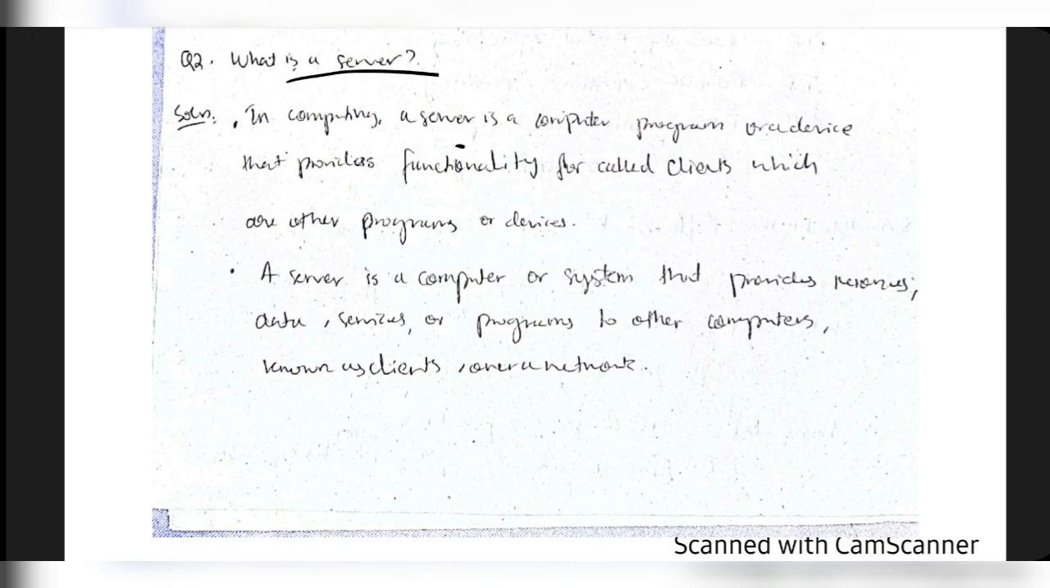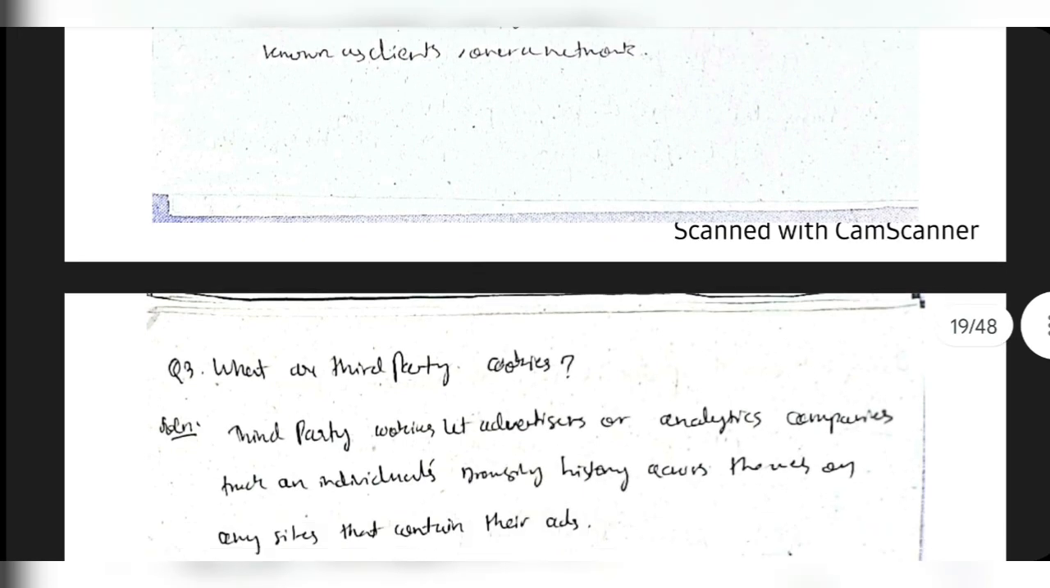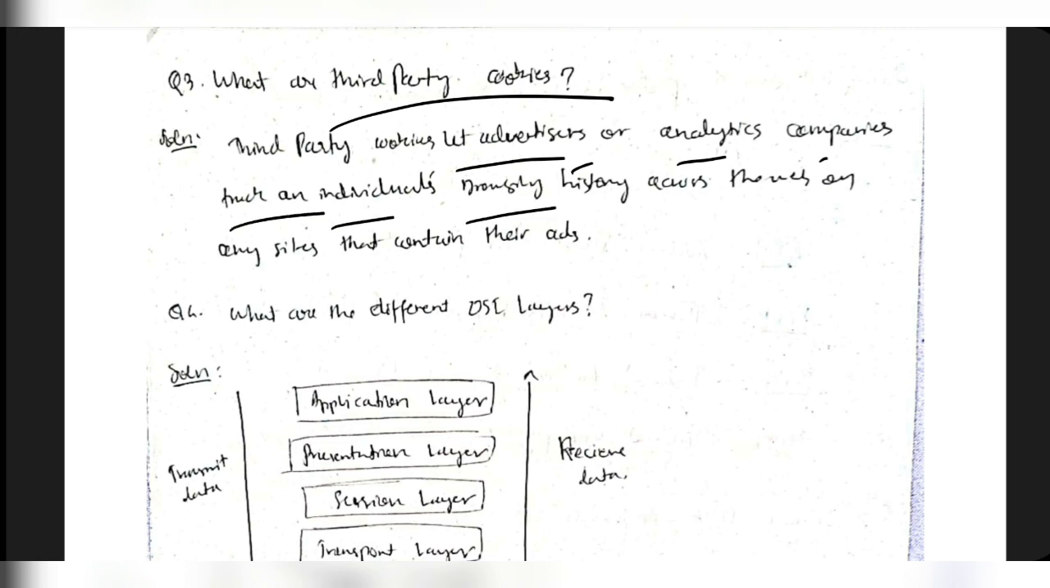The next question is, what is a server? A server is a computer program that provides functionality for the clients which have requested it. It's a computer system that provides resources, data, and services to other computers, known as clients, over the network. What are third-party cookies? They let advertisers or analytics companies track an individual's browsing history across the users on any sites and contain their ads.